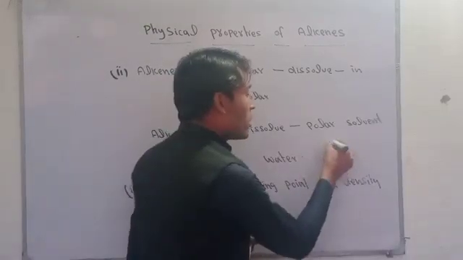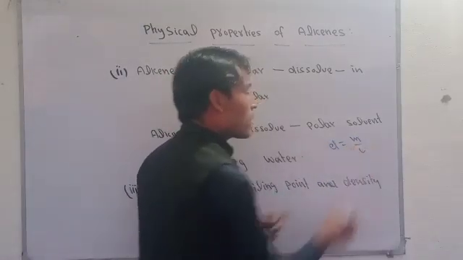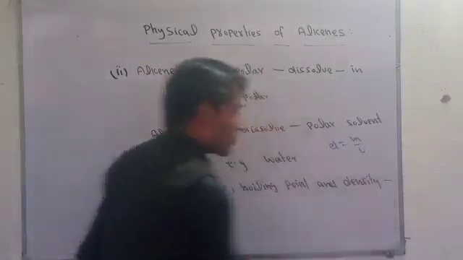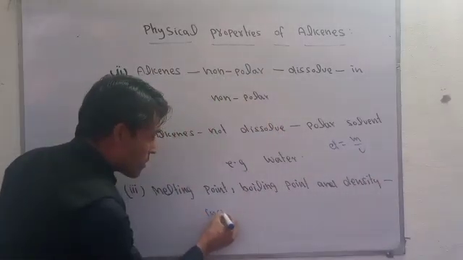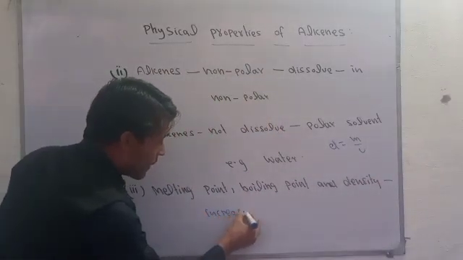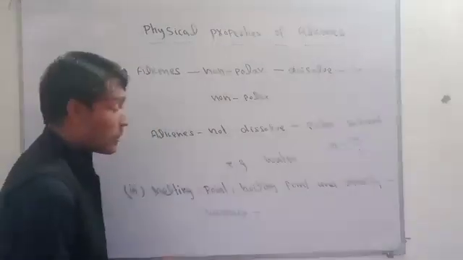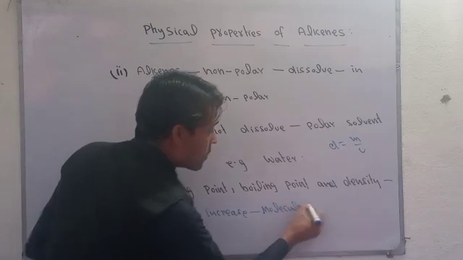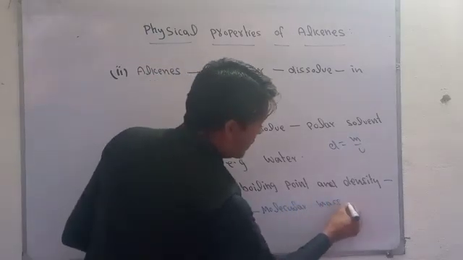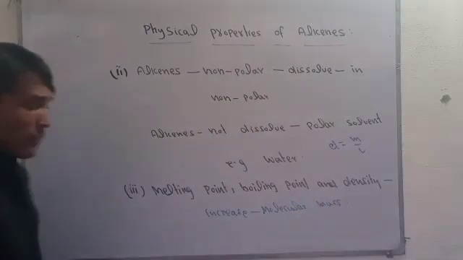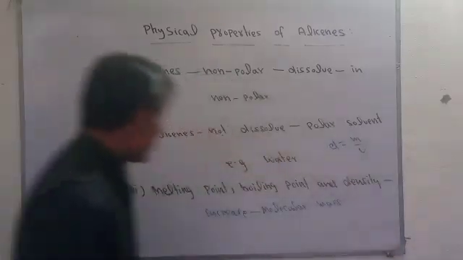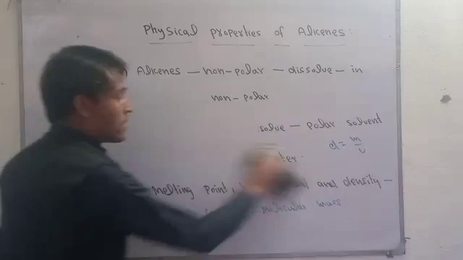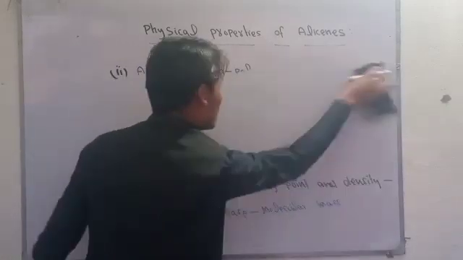Density: D is equal to M over V, mass over volume. We say it increases with the series, because their molecular mass is increased. This is how melting point, boiling point, and density increase, because the alkenes make a series.